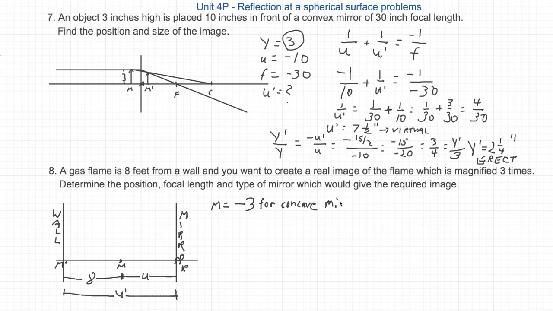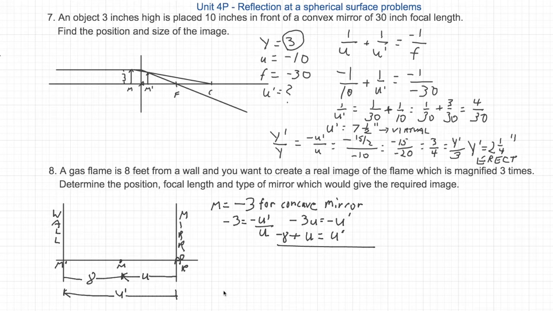Remember, a concave mirror produces an inverted image if the object is outside of the focal point. So the formula is -3 equals -U prime over U. We can cross multiply, and we get -3U equals -U prime. Now looking at the way the letters U, U prime, and 8 are arranged, you can see that -8 plus U equals U prime.